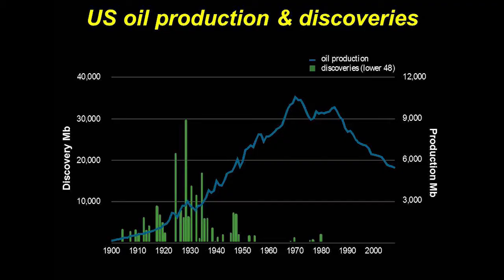But discoveries of oil, these vertical green bars, discoveries of oil in the U.S. have been declining since the early 1930s. So we're just not finding oil the way we were. And production of oil in the U.S. hit a peak around 1970 and has generally been declining since then.